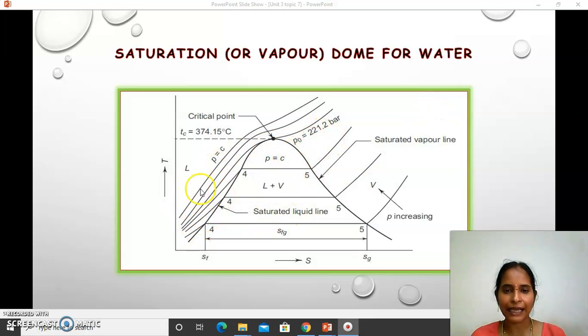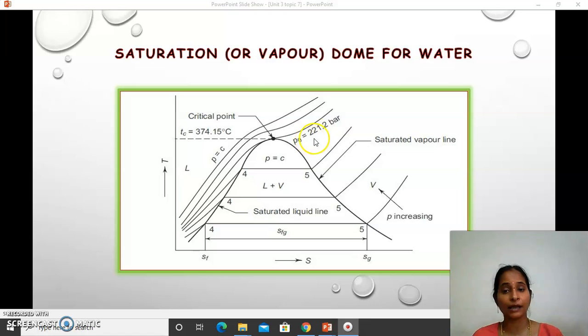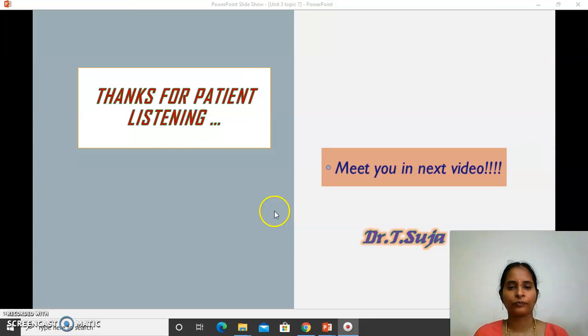So these lines are constant pressure lines, isobars, shown in TS coordinates. Starting from here, pressure is increasing. These lines are all above the critical point, above the critical pressure. If you increase above 221.2 bar, you would get these types of lines, because the tests and processes have been conducted for various values.